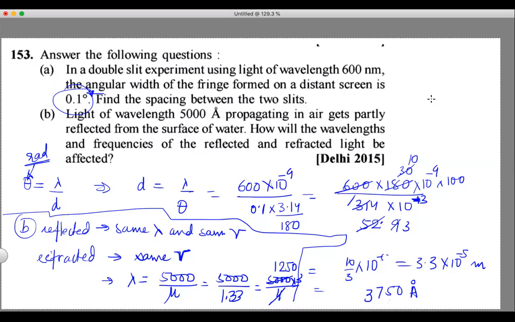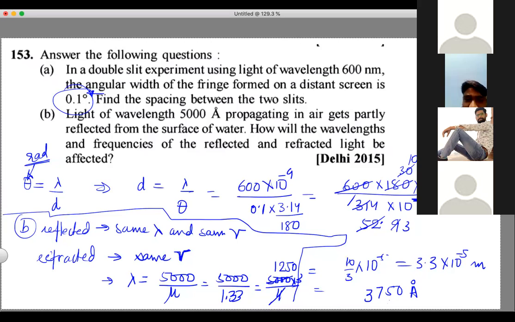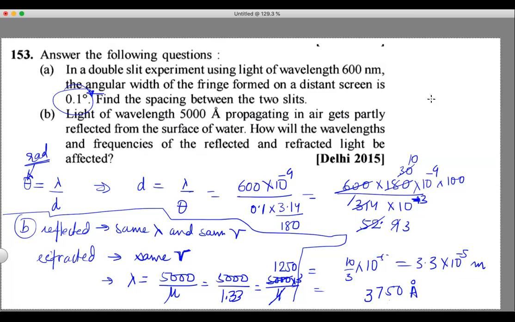There are only 2, 3 concepts in this. Just to revise, the first is the Huygens principle. Understand the Huygens principle, its definition, and try to read and do with your hand the explanation of reflection and refraction using Huygens principle. With that, your Huygens principle will be done.